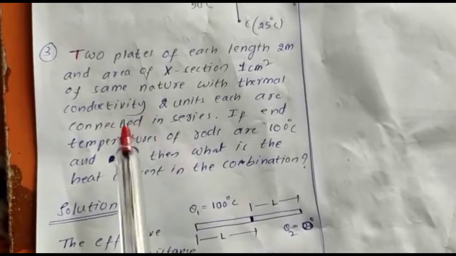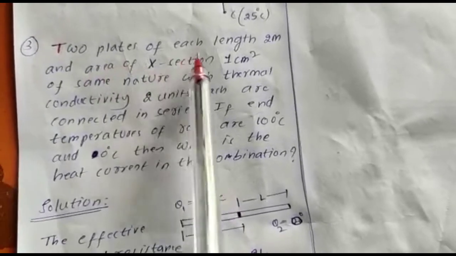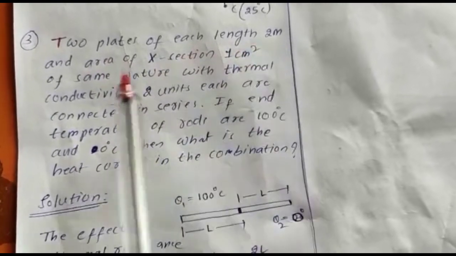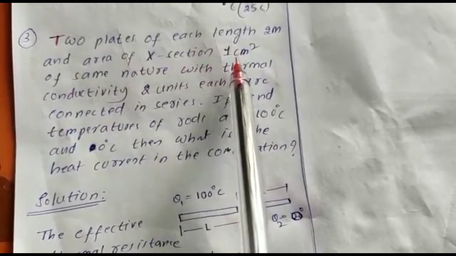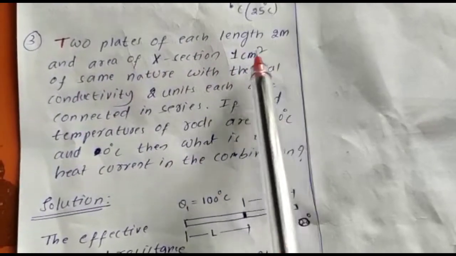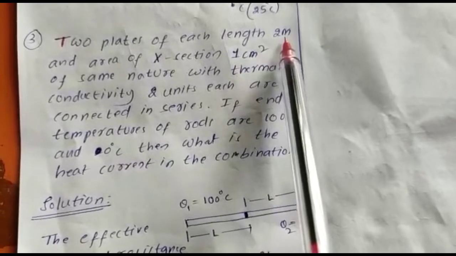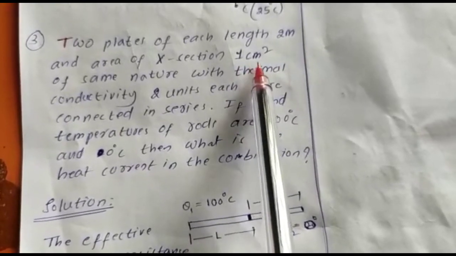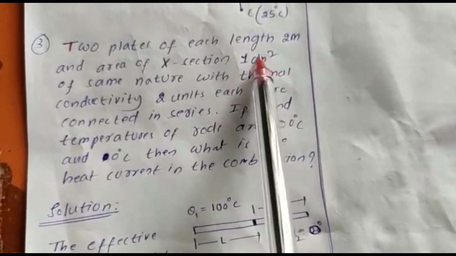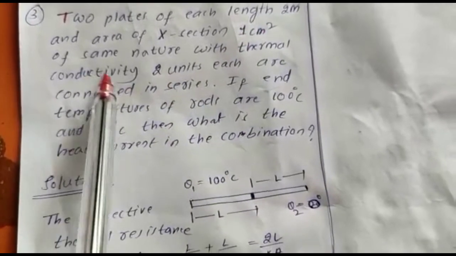Now let us discuss one more problem. That problem is: two rods, each of length 2 meters and area of cross section 1 centimeter square. Here observe the difference in units. Here they have given 2 meter, here they have given centimeter square. Compulsorily, the area should be converted into SI units and of the same nature.